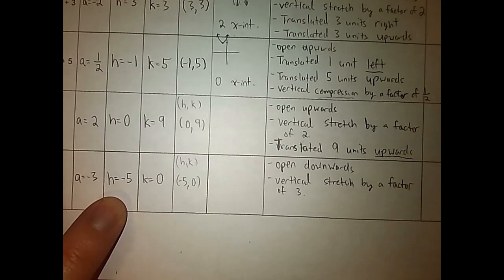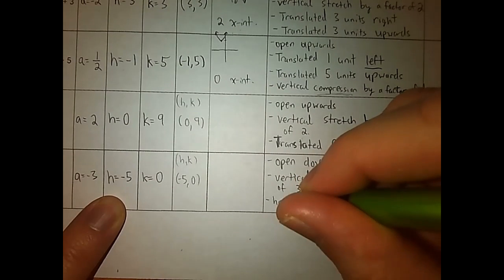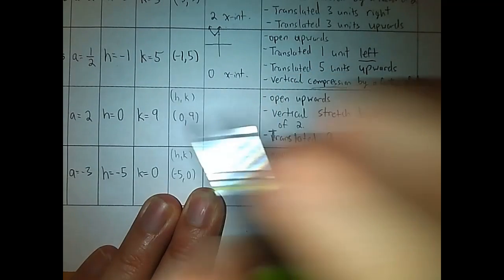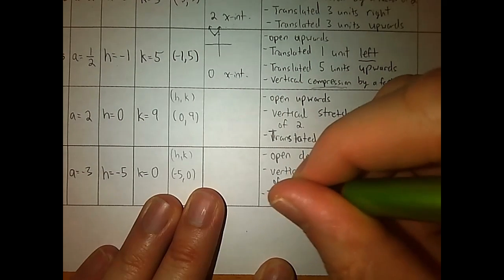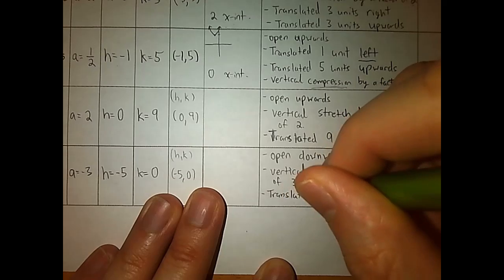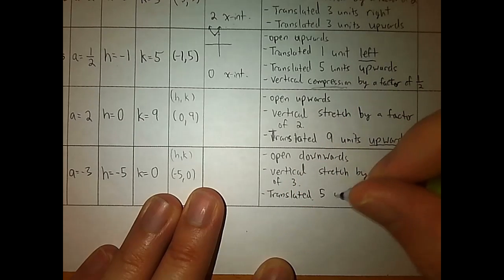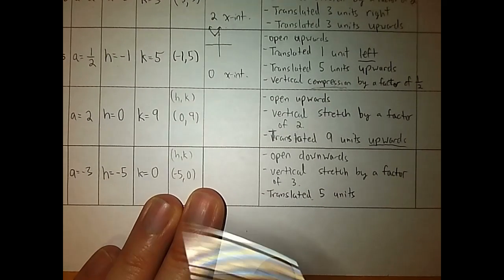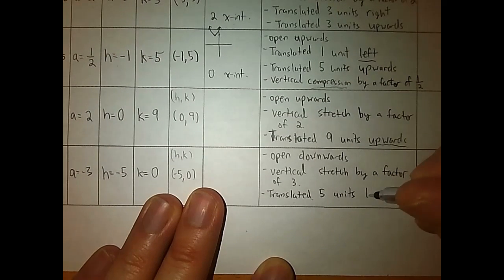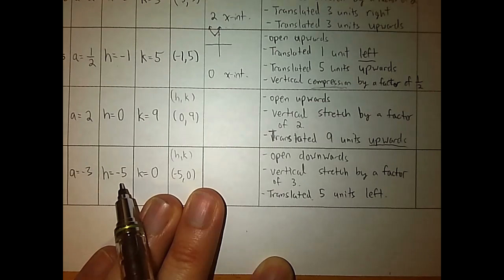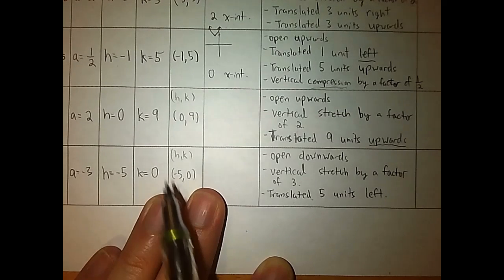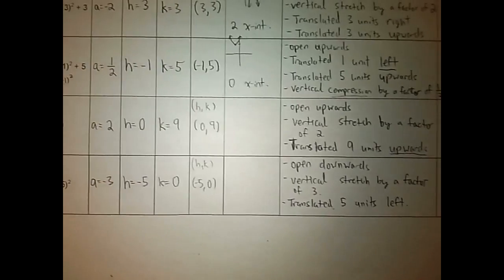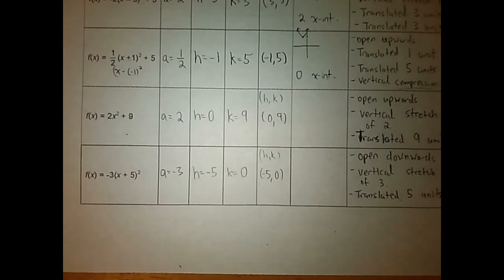We have an h value, so we're going to have a horizontal shift, is what I'm kind of used to saying, but to make this simpler, we just say translated 5 units, just the value, and the positive or negative tells us if we move left or right, so 5 units left because it's a negative value. K is 0 here, so there's no shift up or down, so we don't have to say any vertical shift up or down.